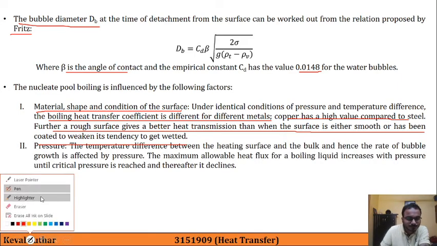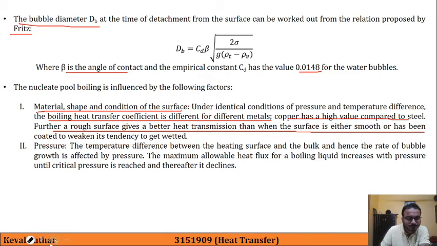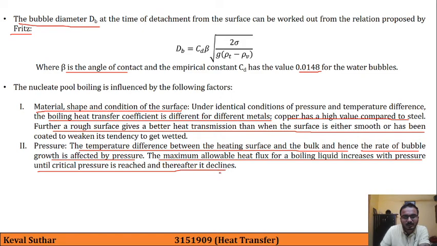Second is pressure. The temperature difference between the heating surface and the bulk, and hence the rate of bubble growth, is affected by pressure. So because of pressure, the temperature difference is affected and the rate of bubble growth is also affected. The maximum allowable heat flux for liquid increases with pressure until critical pressure, and thereafter it declines. So with pressure it can increase, and after some critical value it will decrease.